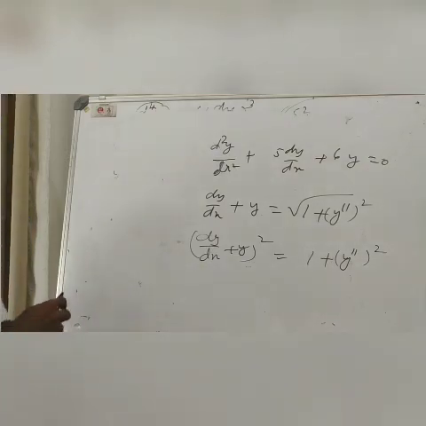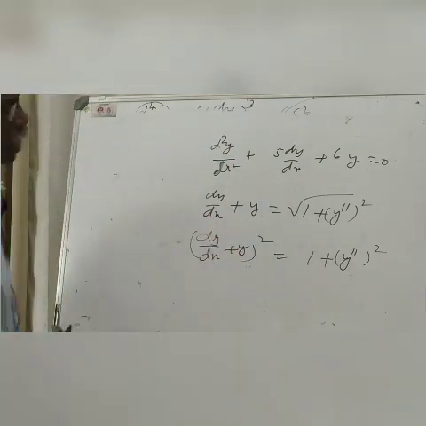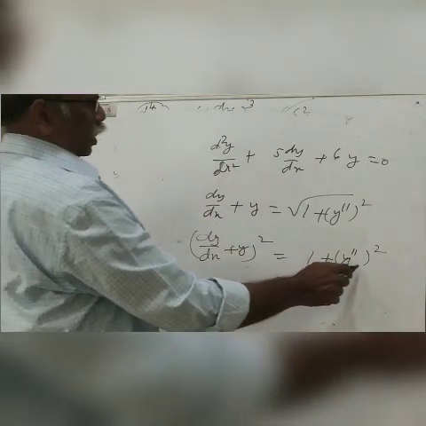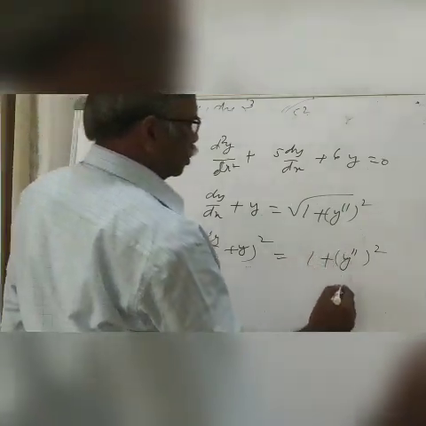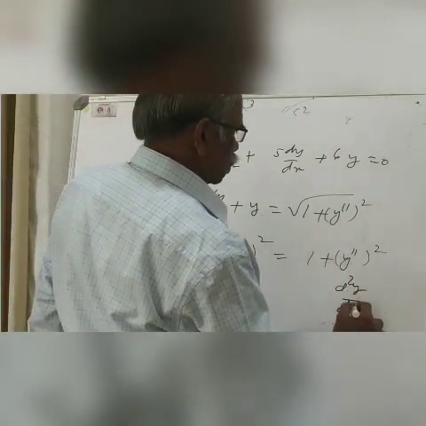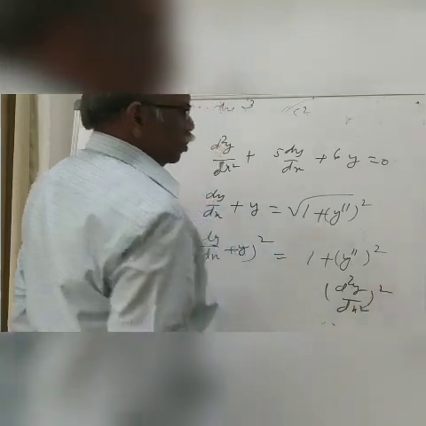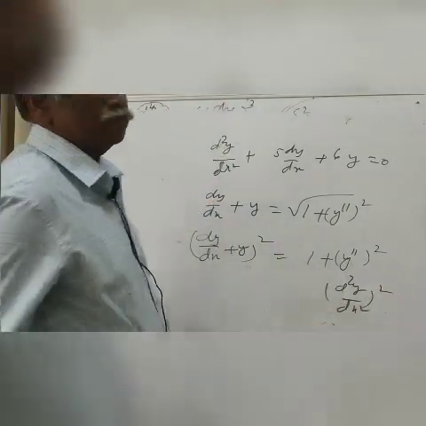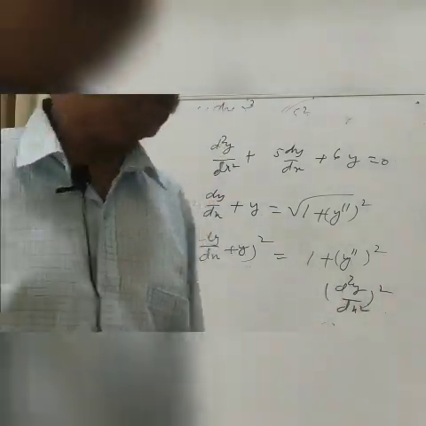Now we find the degree and order of this differential equation after removing this radical sign. Here this is the highest derivative, y2 dash. y2 dash means d square y by dx square the whole square. So, the order of the differential equation is 2 and the degree of the differential equation is also 2.